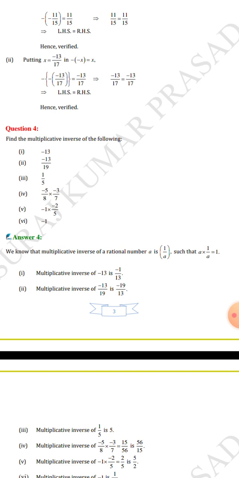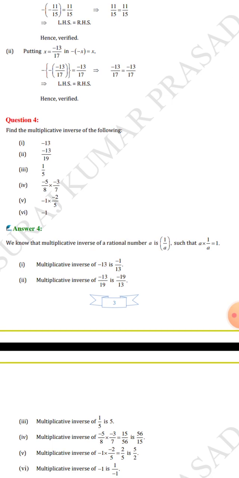First of all, we have to know what we mean by multiplicative inverse. We know that the multiplicative inverse of a rational number a is 1/a, such that a × 1/a is equal to 1. Let's solve the given questions. First one, -13. The multiplicative inverse of -13 is -1/13. Second one, -13/19. The multiplicative inverse of -13/19 is -19/13.